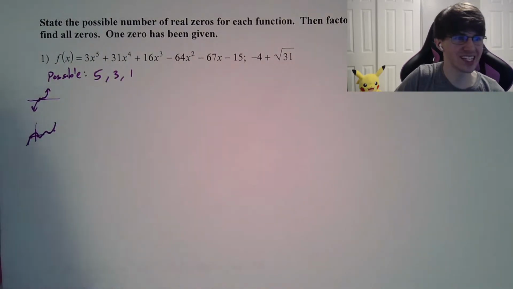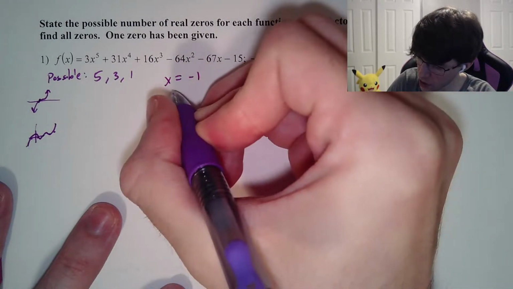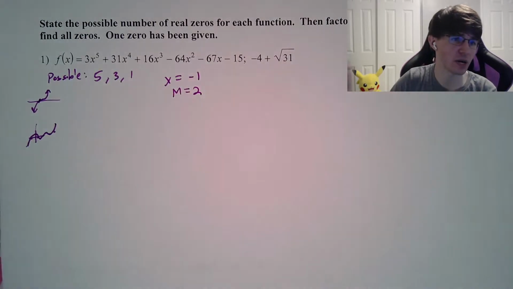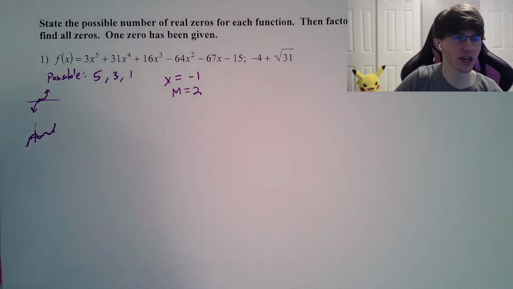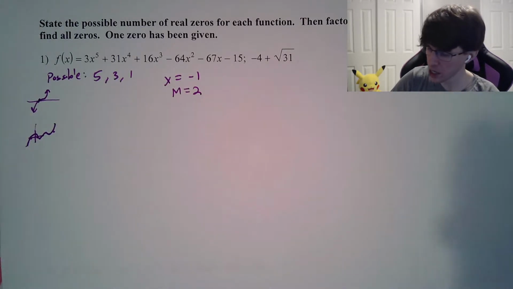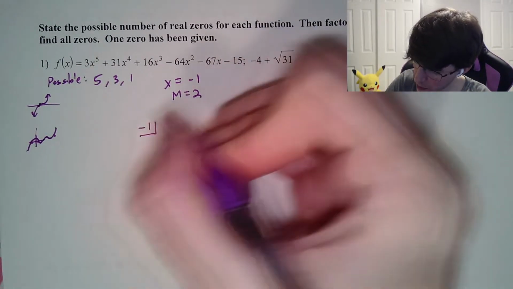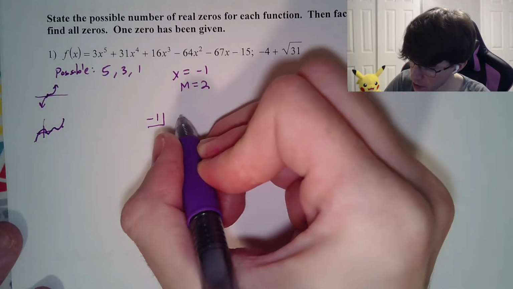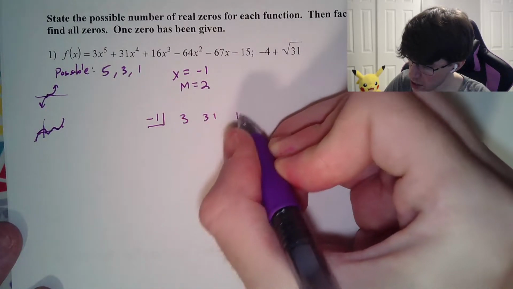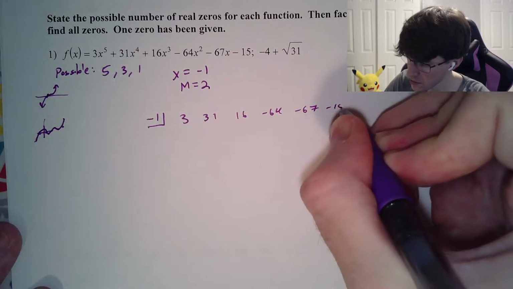Furthermore, this root is a double root. So you have x equal to -1 with a multiplicity m equal to 2, which means that root happens twice. We're going to start there before we do anything else with the -4 and the square root of 31. So we're going to get the -1 up in the box and do the rest of the division. We end up with 3, 31, 16, -64, -67, and -15.